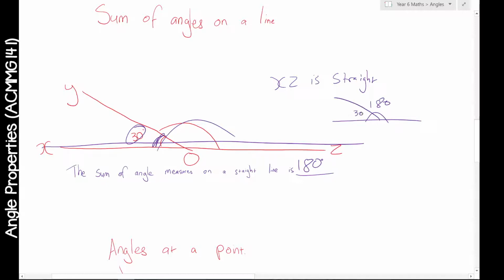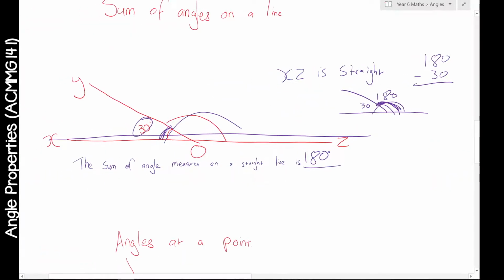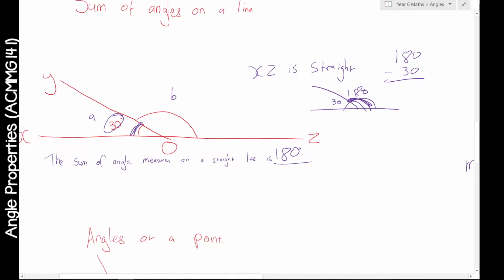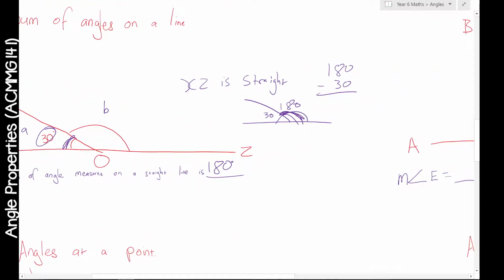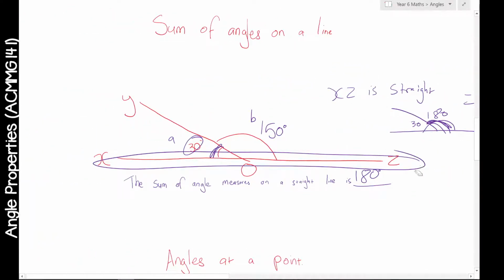Because that straight angle is 180, if I put on a little angle here and said it's 30, all we have to do is say 180 take away whatever we do know, which is 30, and that'll give us our unknown. So if I say this is angle A and this is angle B, I know angle A is 30, so if I subtract that from 180, I'll know what angle B is. 8 take away 3 is 5. So that means 150 degrees is what this has to be, because this right here is a straight line.